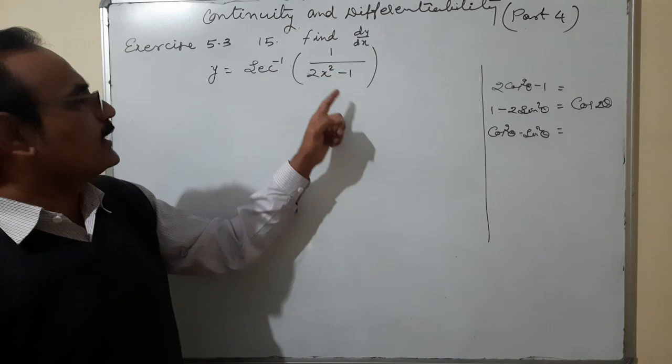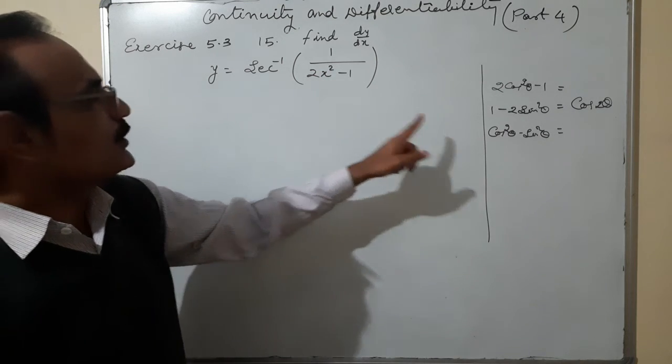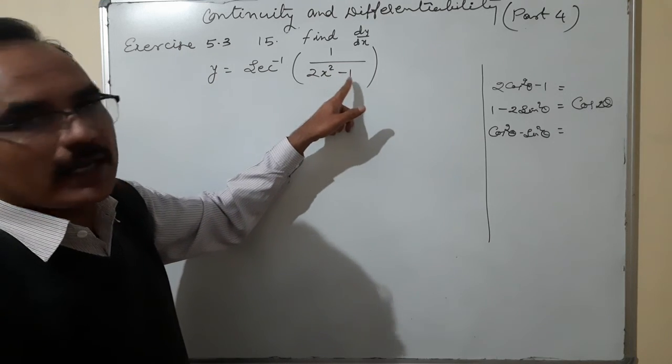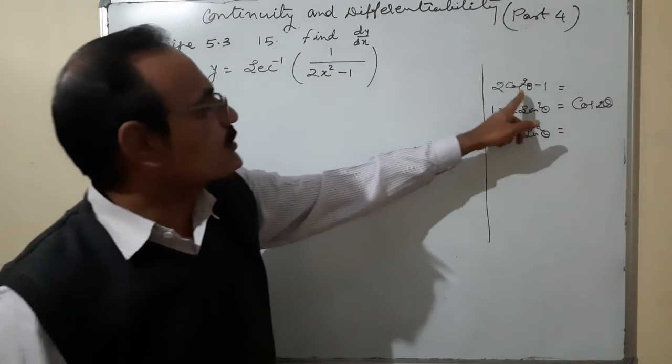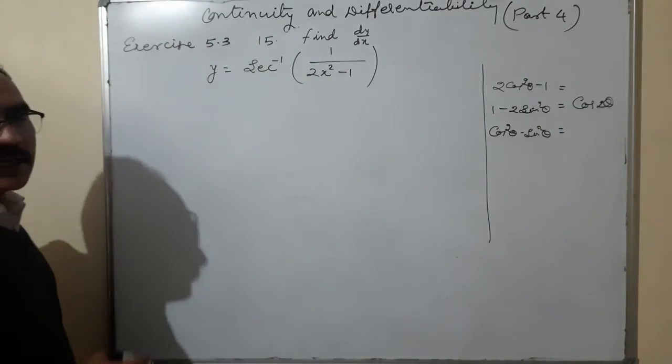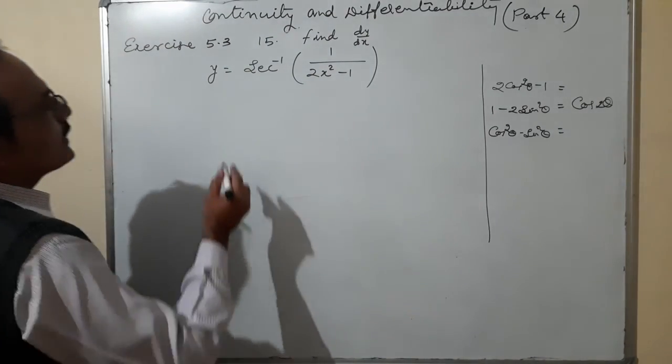2x square minus 1. If I take x equal to cos theta, then what happens? 2 cos square theta minus 1. And 2 cos square theta minus 1 is cos 2 theta. Simply, and cos is to be written in the reciprocal form, that is sec theta.